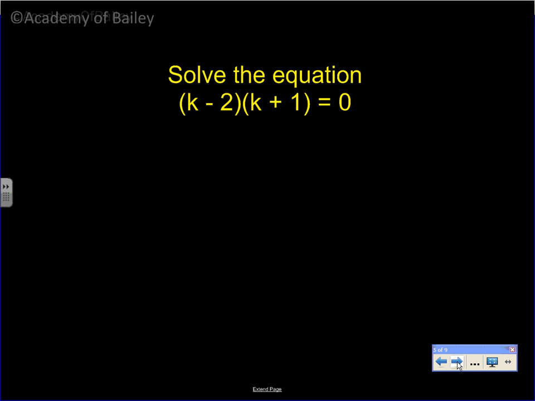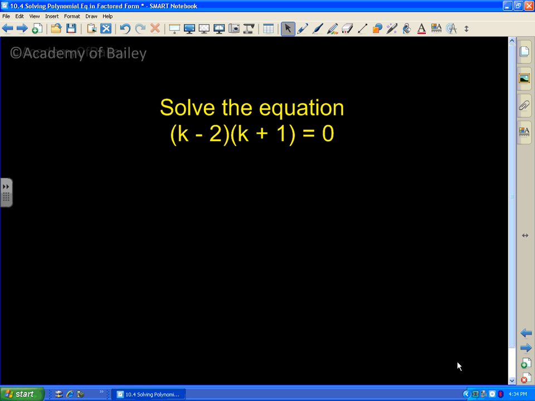I want you to look at this problem here. I want you to go ahead and try and solve that out. See if you can come up with those two solutions, and I will work that out for you.